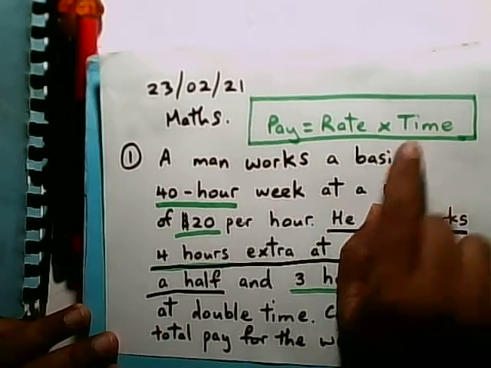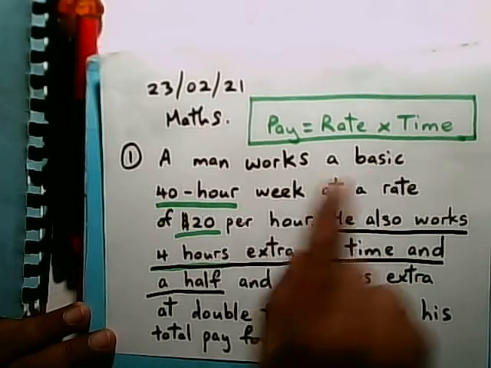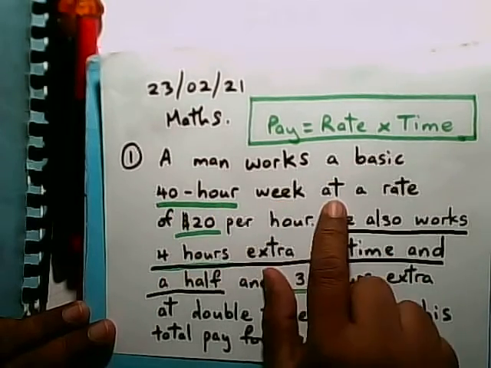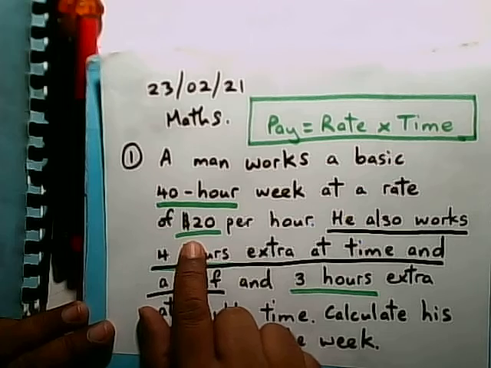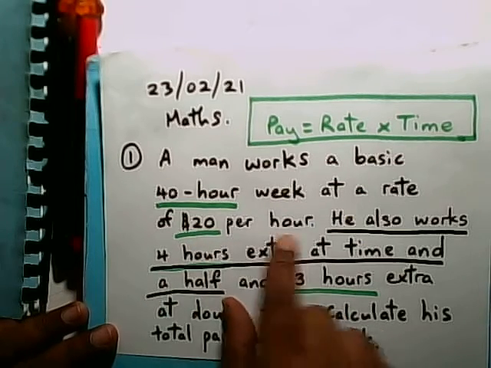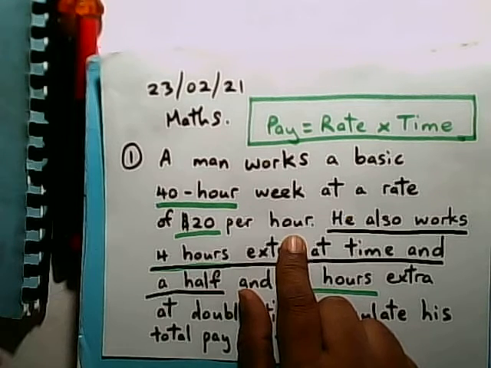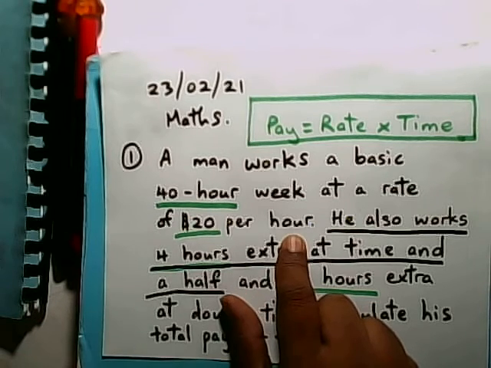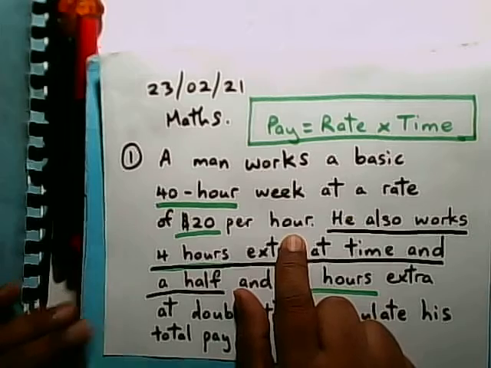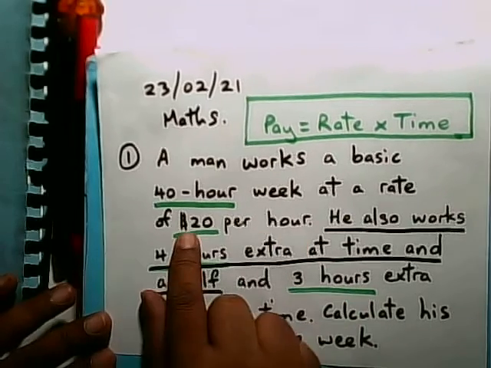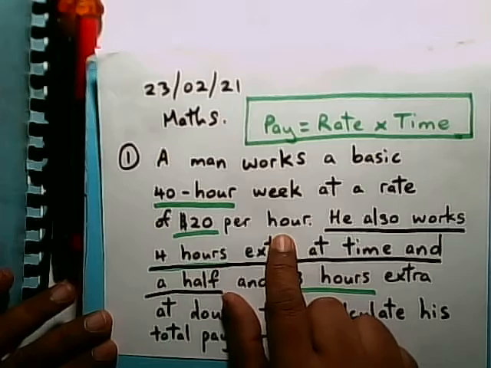Okay, so here's a question. A man works a basic 40-hour week at a rate of $20 per hour. That 40-hour week would be like working Monday, Tuesday, Wednesday, Thursday, and Friday. And imagine if every day he worked like 8 hours for the day for 5 days. So if you add it up, you'll see that from Monday to Friday, that's 40 hours that he works. That's his normal time that he works at $20 per hour.